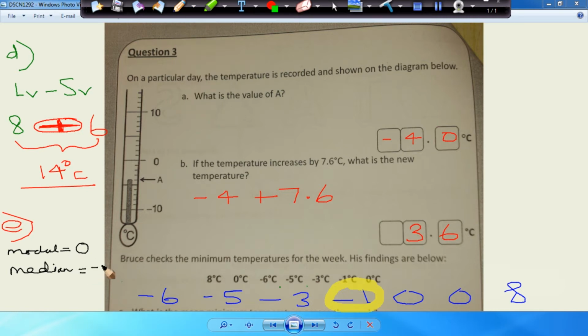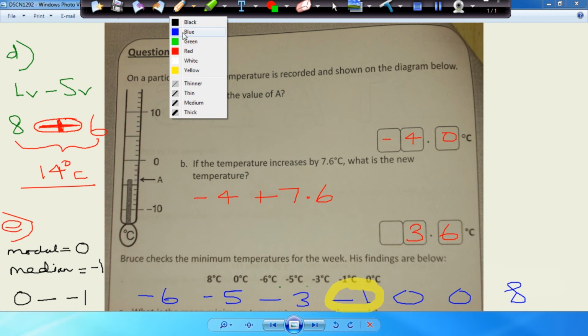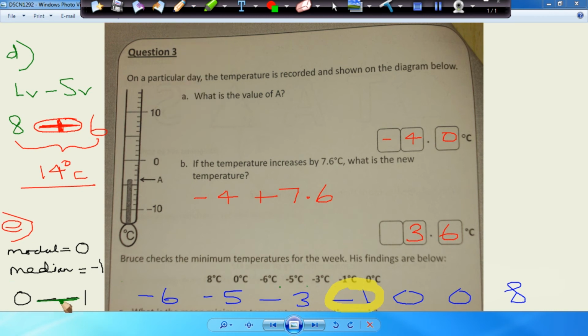Is that right? Yeah. And the question for 3E said, what is the difference? So the difference is the largest value minus the smallest value. What's the largest value? 0. And we have to minus the smallest value, minus 1. So 0 minus minus 1. As we said earlier, when you have two minuses together, they become a plus. So 0 take away minus 1 gives us an answer of 1. So question 3E is 1. That's lovely. End of that question.